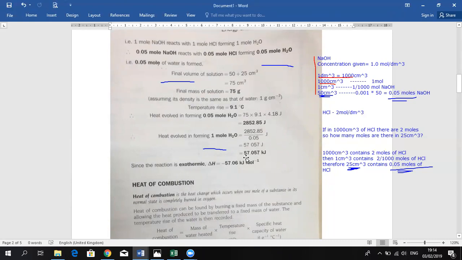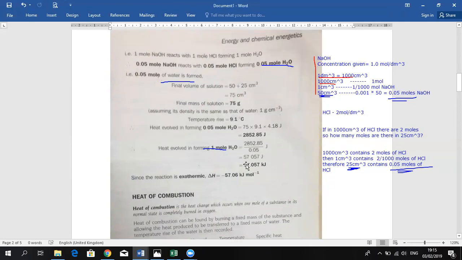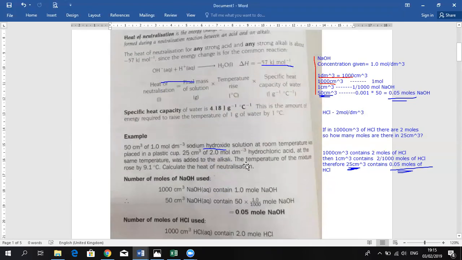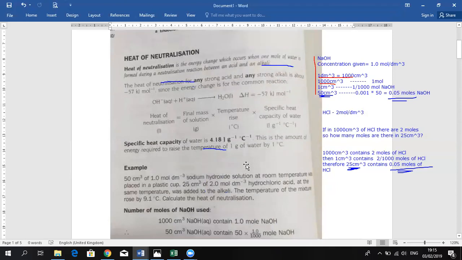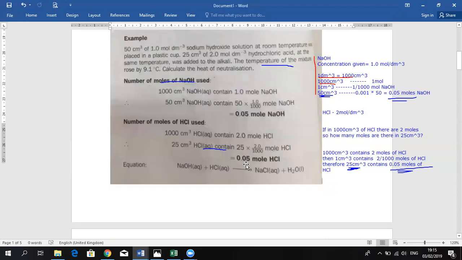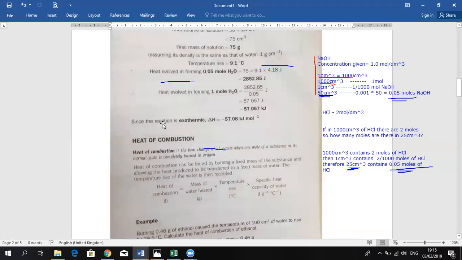kilojoules. And we know that the reaction is exothermic because we had a rise in temperature, so it meant that heat was given off. So it's negative here. Notice they have the negative sign, right? Negative 57.06 kilojoules per mole. And why did they put the negative sign? Because it's an exothermic reaction. Since the reaction is exothermic, the energy change has to be negative.